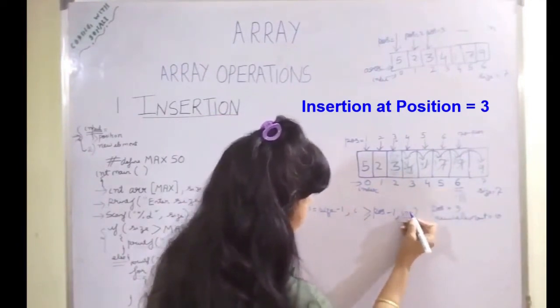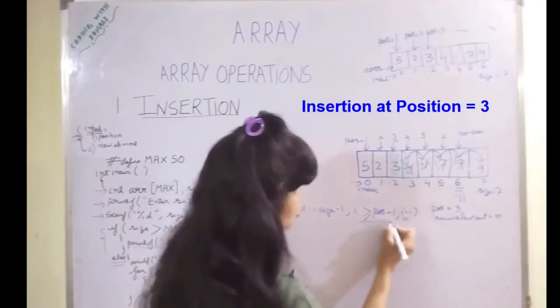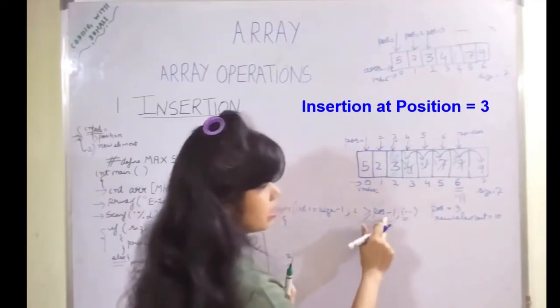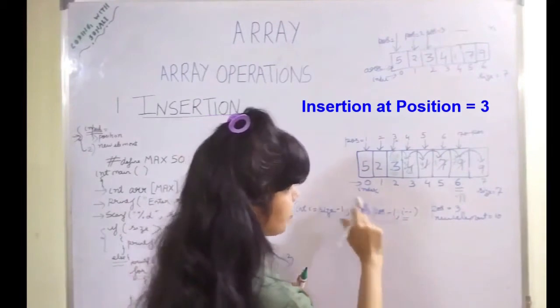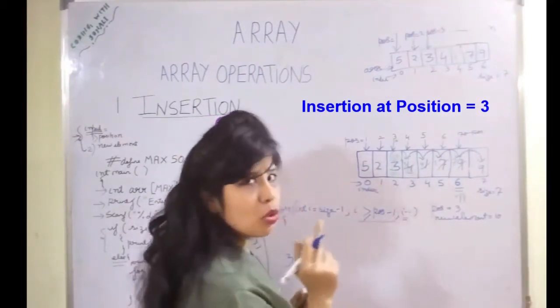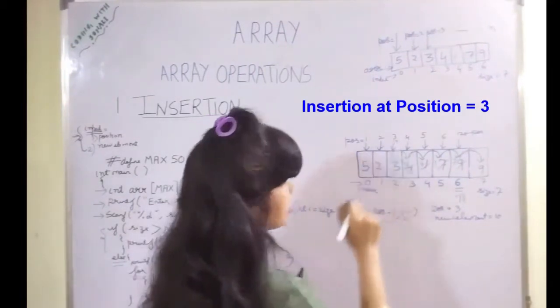Therefore I have written here I minus minus, and this middle condition is what? It should be greater or equal to pos minus 1. Pos is what? Position. So position we have given here 3. So 3 minus 1 is what? 2. We know that at position 3 the index is 2, right?